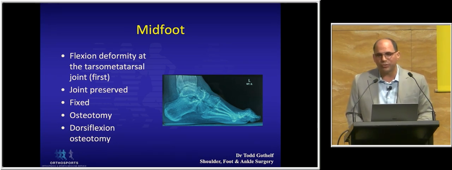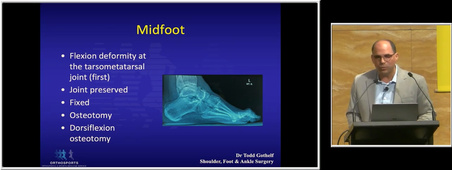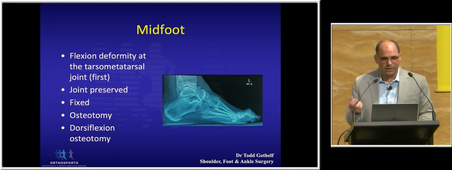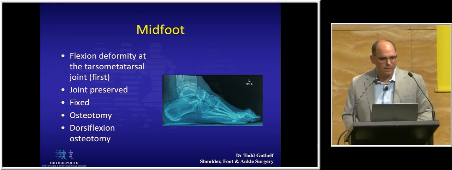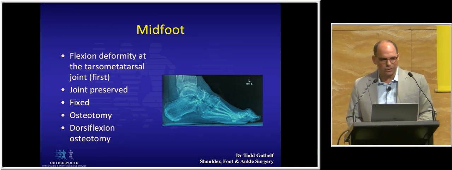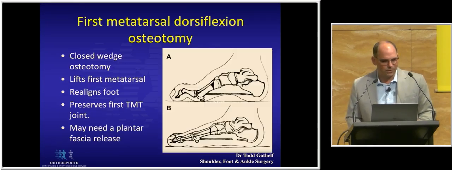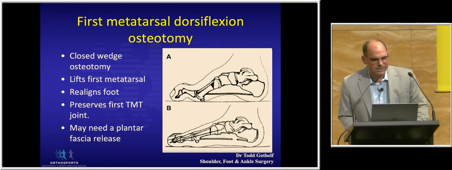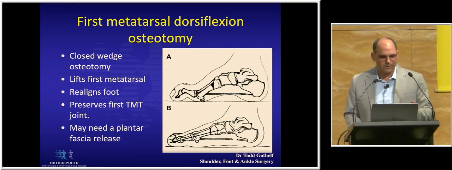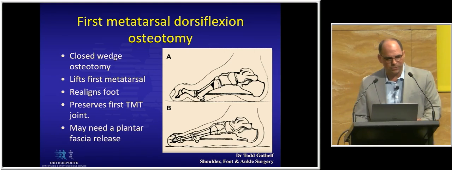This joint is preserved, though. There's no arthritis of that joint. The joint was fixed. You can't really correct it with any soft tissue procedure, but an osteotomy works really well. So a dorsiflexion osteotomy is what I chose for the midfoot. So you can see here in this diagram how a midfoot deformity happens. On the top view is the cavovarus foot deformity, and after correction with a dorsiflexion osteotomy.